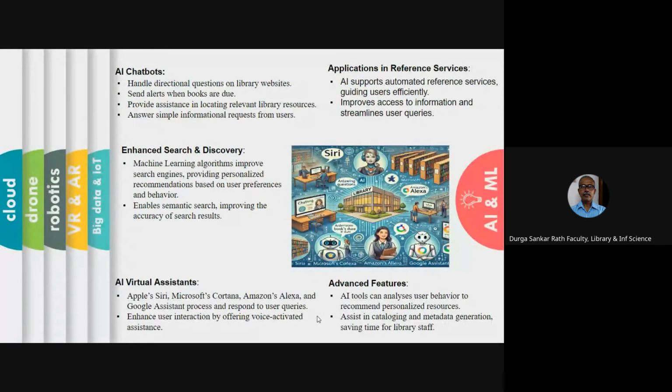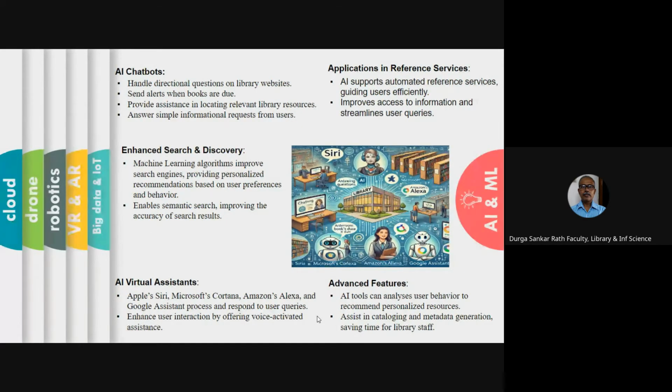Then there are applications in the reference service area, where reference librarians earlier, with the help of their own resources as well as referral service, used to provide us information. AI supports automated reference services, guiding users efficiently because at a time they can search whatever resources are available. But sometimes we have to be careful because they come back with some references, with some citations, and you will find that the citations match nowhere. That is another problem with it. So it improves access to information and streamlines user queries.